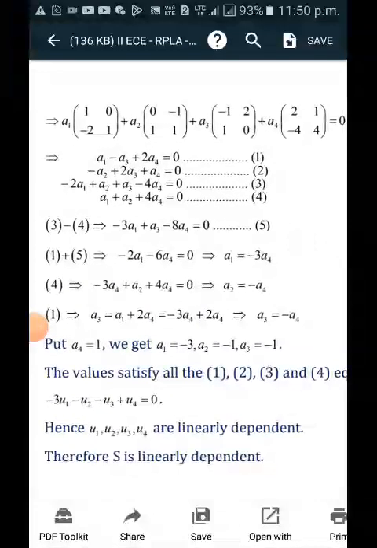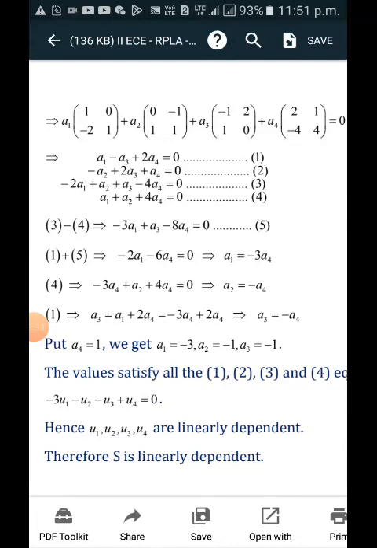So solving these 4 equations, we get the values of a1, a2, a3, a4. If all the values are 0, then the given set of vectors are linearly independent. If any one is non-zero, the given set of vectors are linearly dependent. So it is a rule. Let us find the values of a1, a2, a3, a4 after solving these 4 equations.